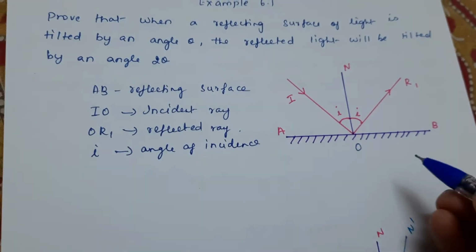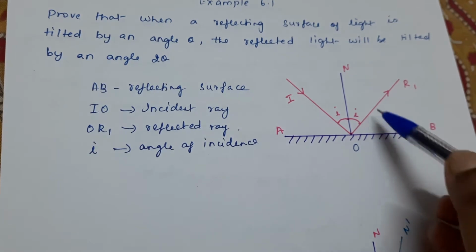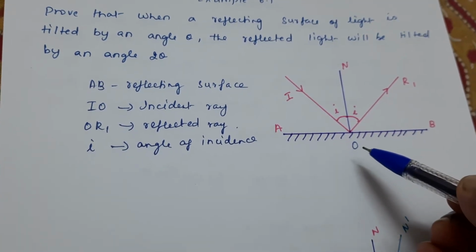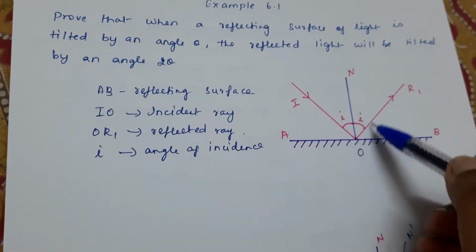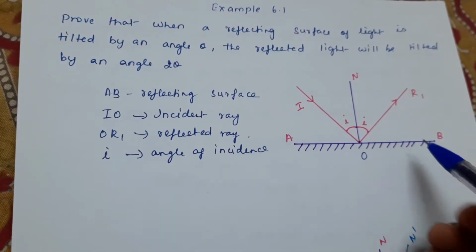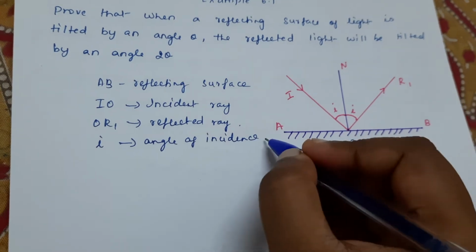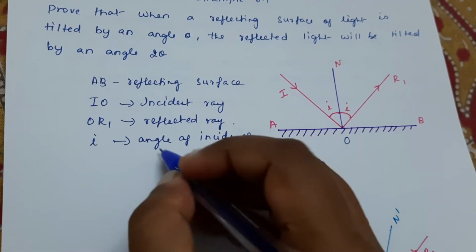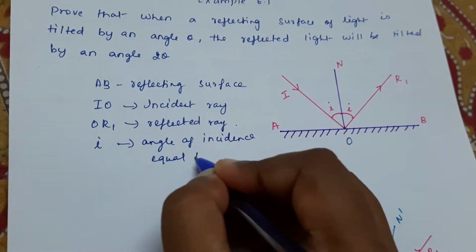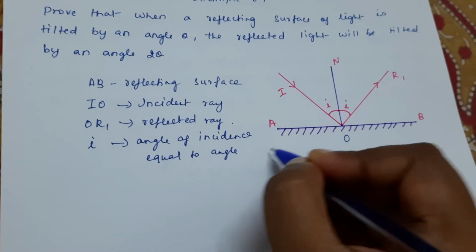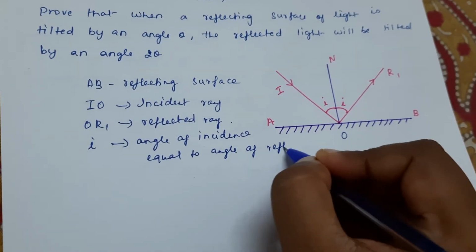So, that is the angle made by the incident ray with the normal. Okay. And this is equal to that of the angle of reflection. This is equal to that of the what? Angle of reflection. So, we can write I, the angle of incidence, is equal to the angle of reflection.